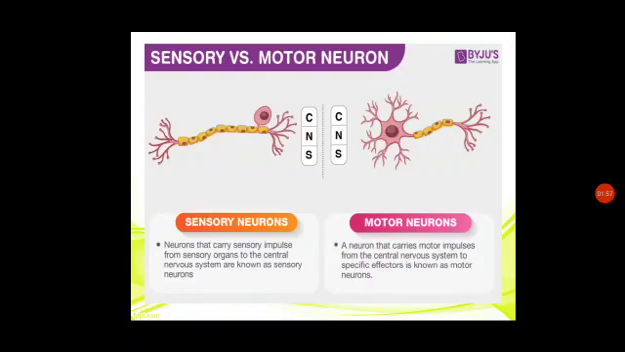Students, you can see the difference of both. Motor neurons have many dendrites and they have a cell body. Sensory neurons have only one dendrite and they have a cell body and one axon, and this is the difference between the two.